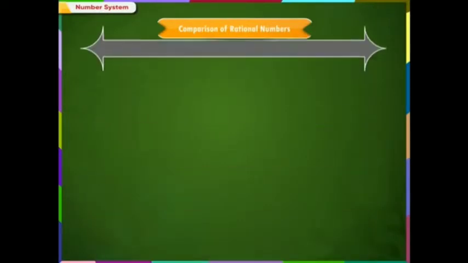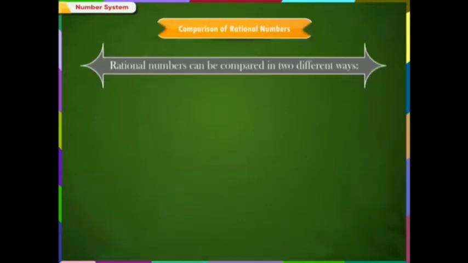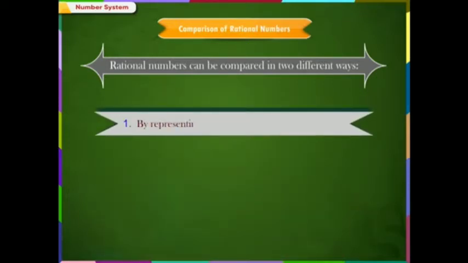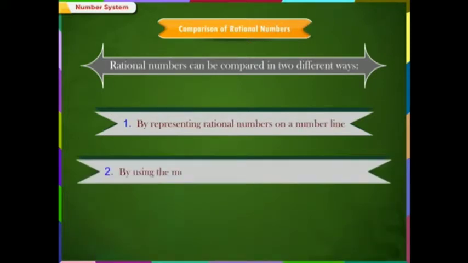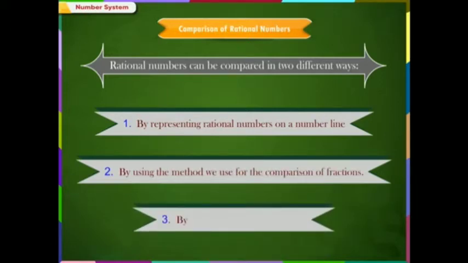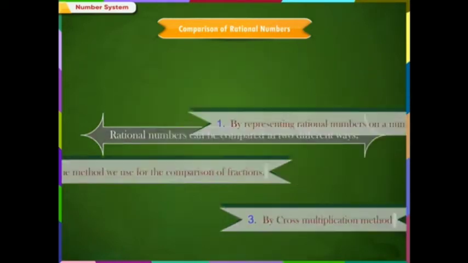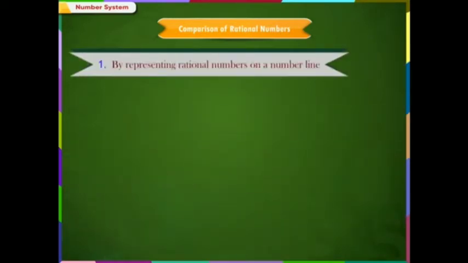Comparison of rational numbers. Rational numbers can be compared in three different ways. 1. By representing rational numbers on a number line. 2. By using the method we use for the comparison of fractions. 3. By cross-multiplication method. 1. By representing rational numbers on a number line.